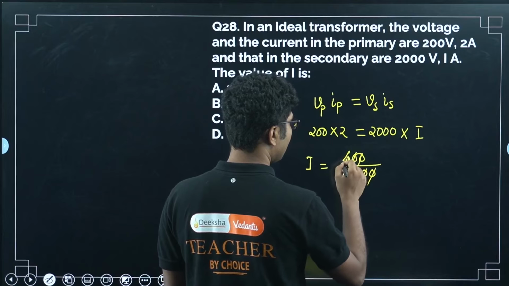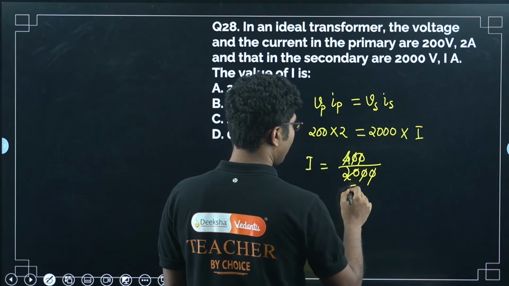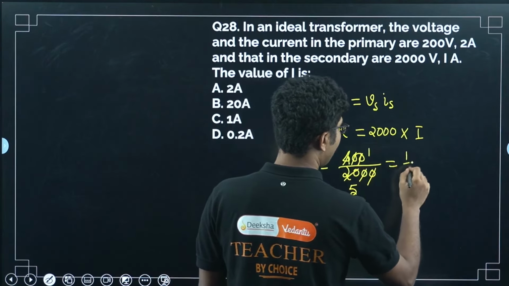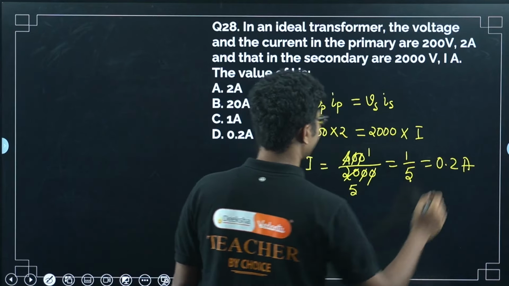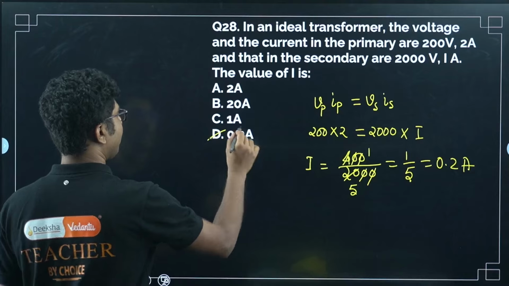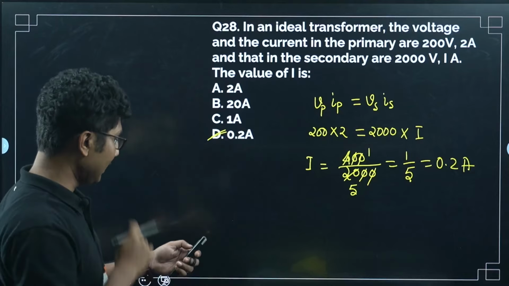So it will be 1 by 5, which means 0.2 ampere. So 0.2 ampere is the correct answer, right?